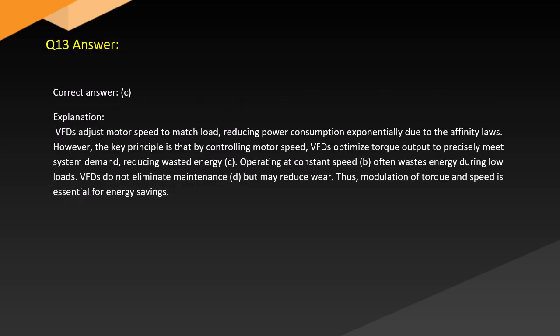Answer. Correct answer: C. Explanation. VFDs adjust motor speed to match load, reducing power consumption exponentially due to the affinity laws. However, the key principle is that by controlling motor speed, VFDs optimize torque output to precisely meet system demand, reducing wasted energy.